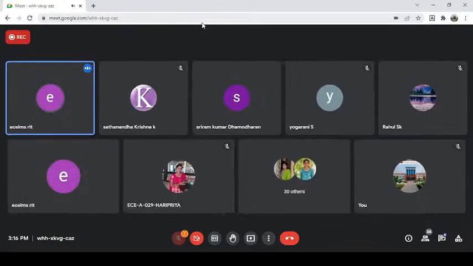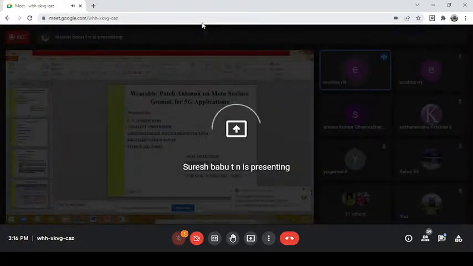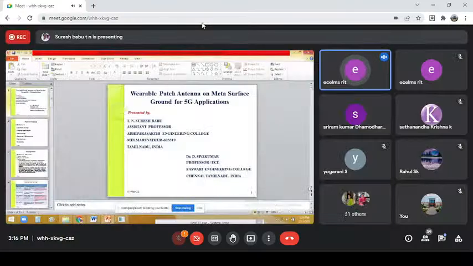No. Okay, next presentation. Paper ID 144, Variable Patch Antenna on Meta Surface Ground for 5G Applications. Authors Mr. T.N. Suresh Babu, Mr. D. Sivakumar.